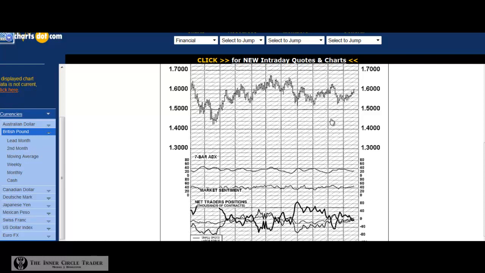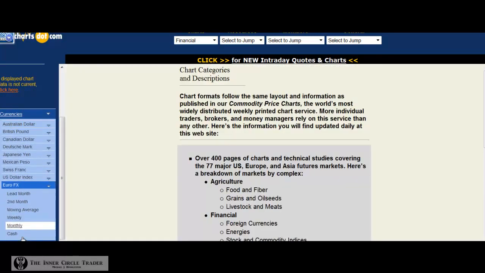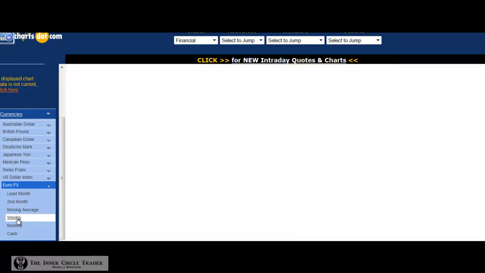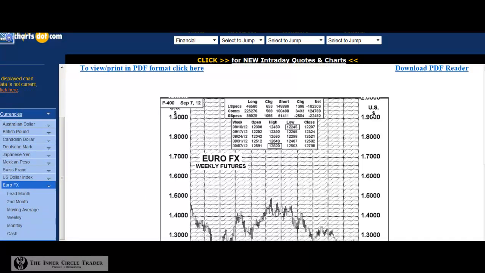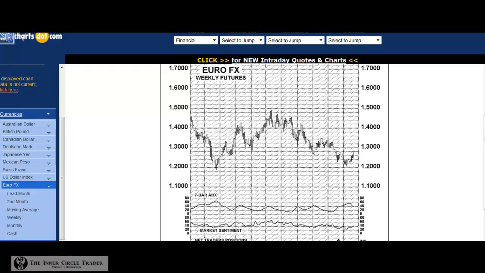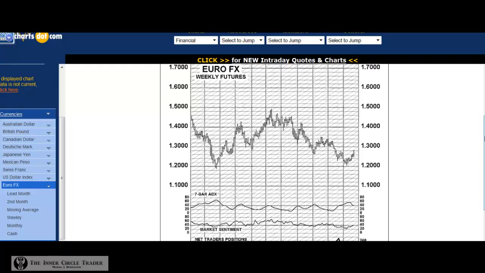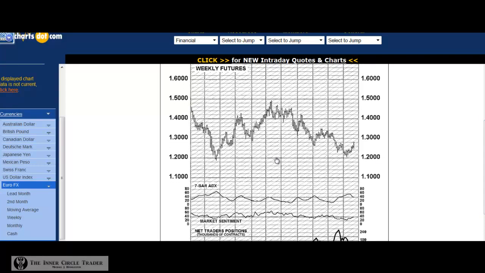Let's take another look at how this is effective, and we're going to look at now the euro. Okay, we're looking at the 120, 120.50 level in here.